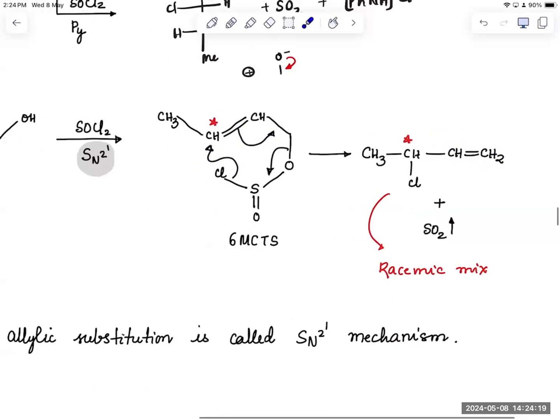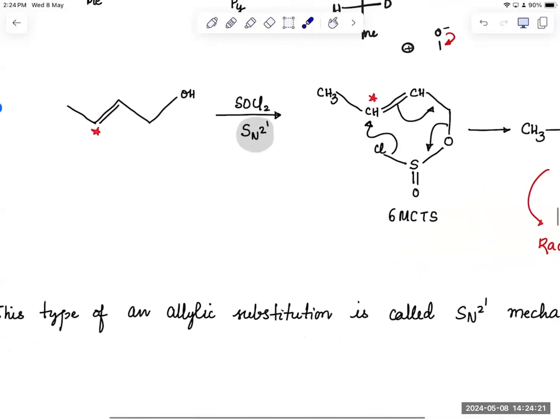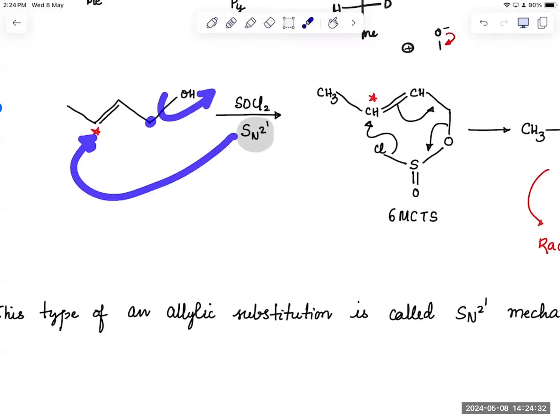So guys, listen: when instead of attacking the same carbon from where the leaving group is going, the attack is on the other carbon, then you call it a dash here. So this will become SN2 dash. So this is an SN2 dash reaction.